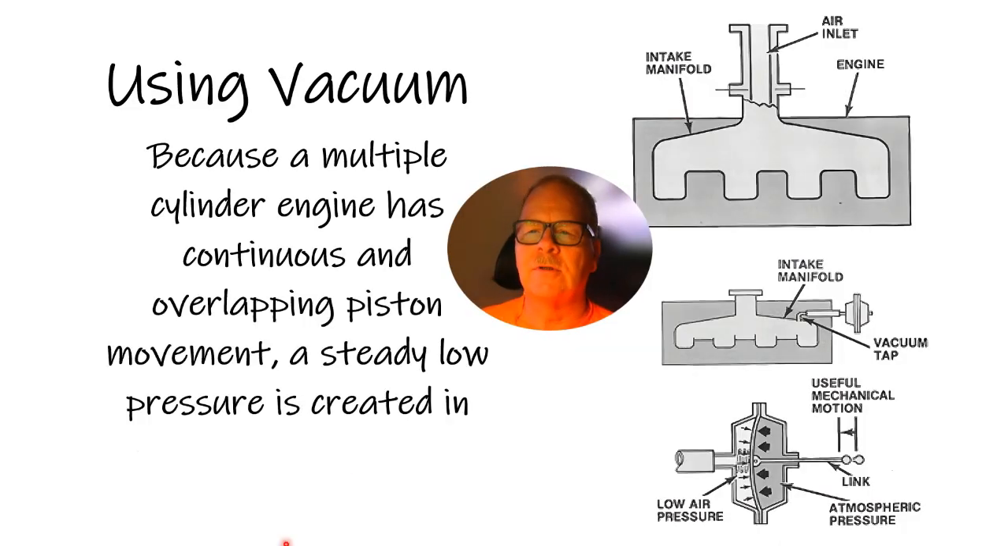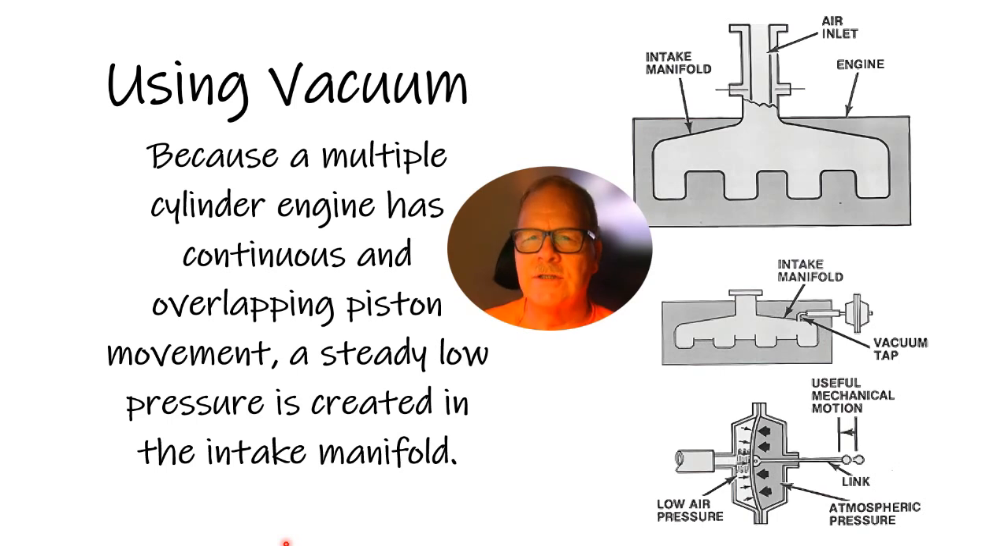But multiple cylinder engines have continuous and overlapping piston movement, and so a steady low pressure is created in the intake manifold. So you've pretty much got a good solid vacuum in there if everything's working the way it's supposed to. Now if you've got a problem with a valve or something like that, you're going to have a bouncing vacuum in there. But a smooth running engine is going to have a nice steady even vacuum because the pistons are constantly working against that closed throttle plate at idle. The vacuum drops a little, but it tends to catch up with itself if the engine's not loaded. If the engine's loaded and you apply the throttle, the vacuum will go down and stay down.